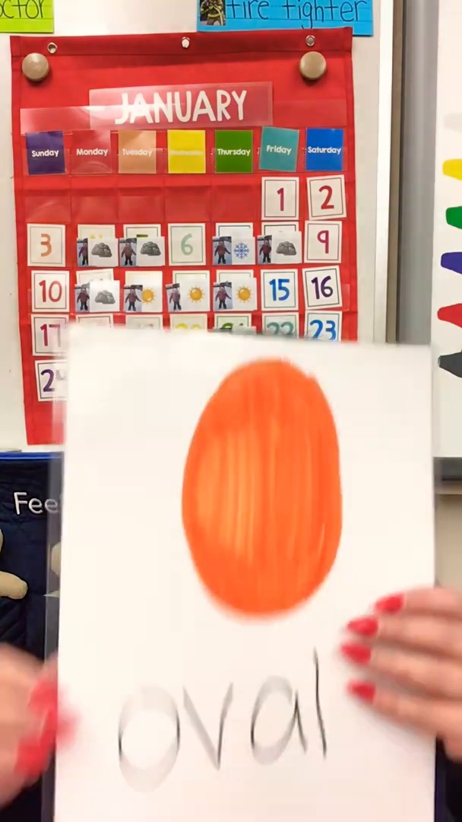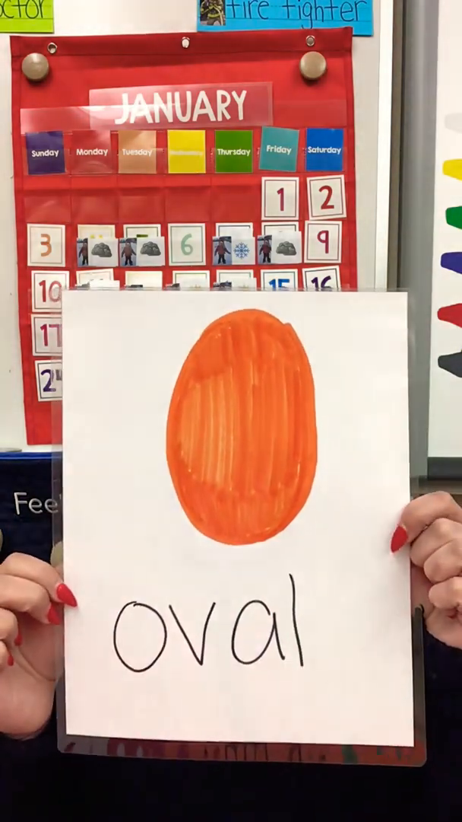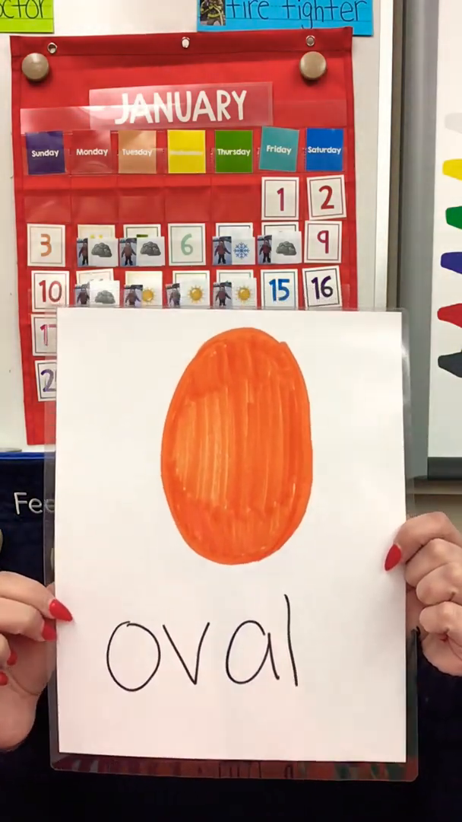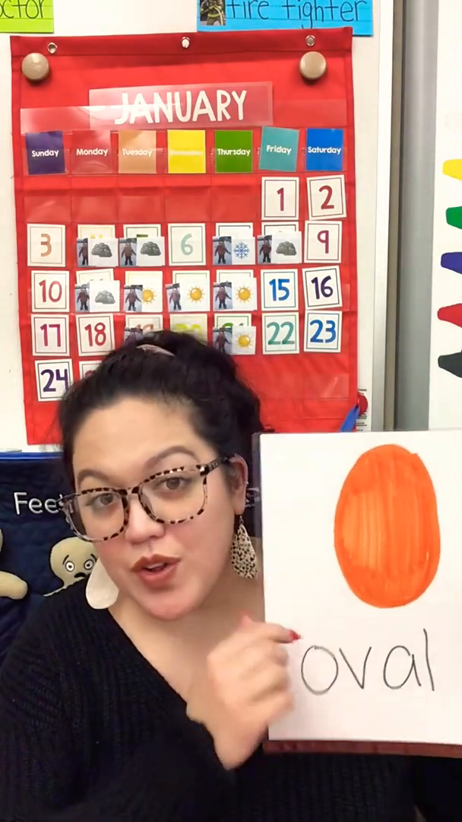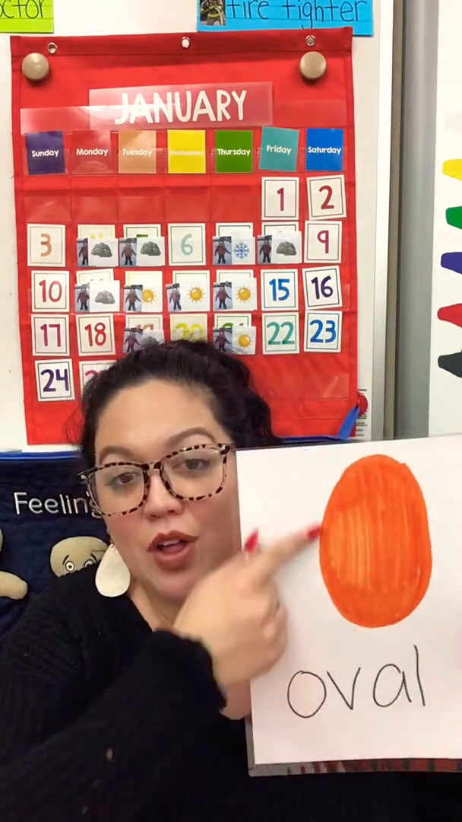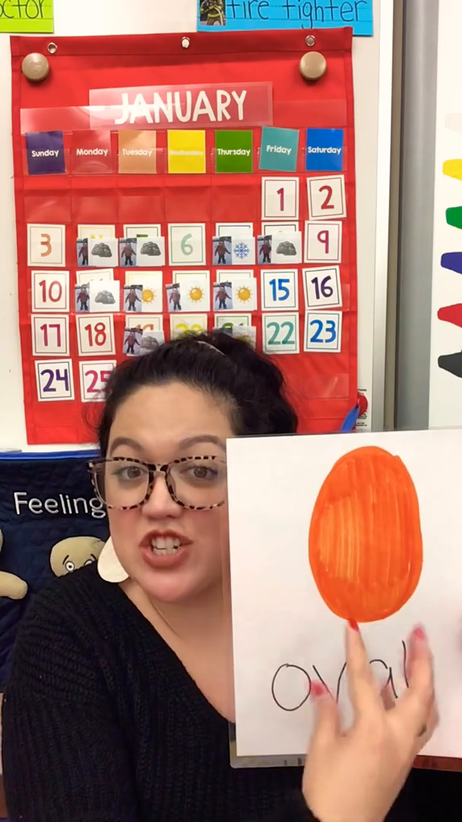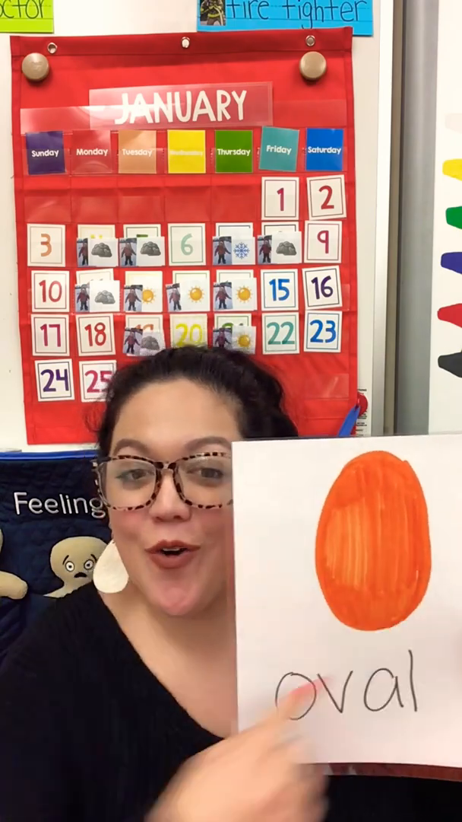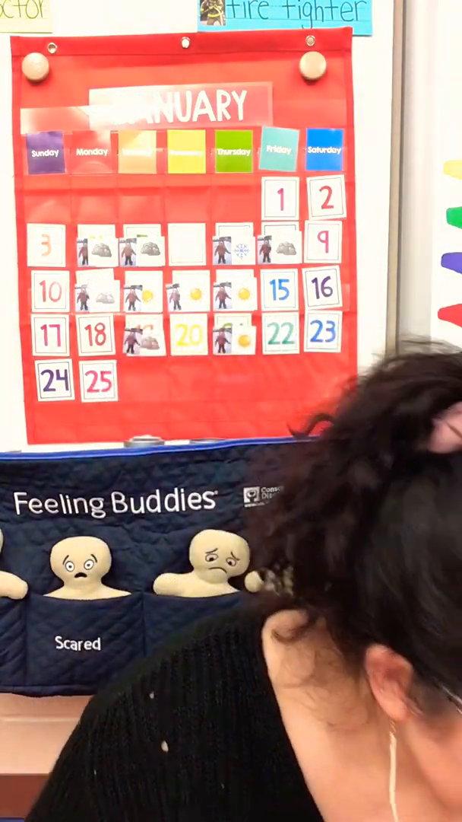Okay, ready? Here we go again. Shapes are not the same. Jump up and tell me this shape. What shape is this? It is an oval. An oval is oblong, which means it's stretched out. This is an oval. Okay, let's see what's next.